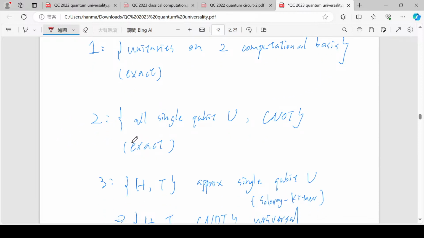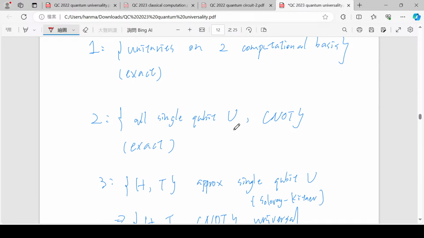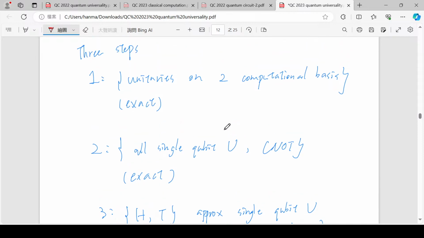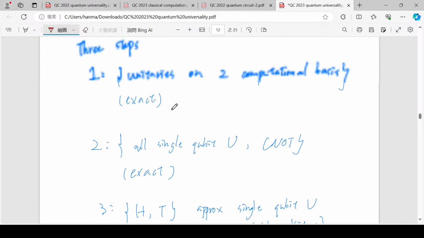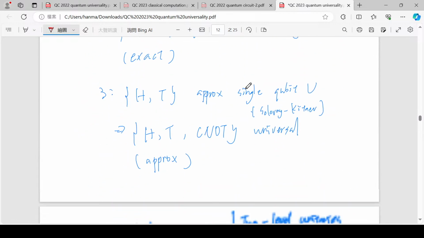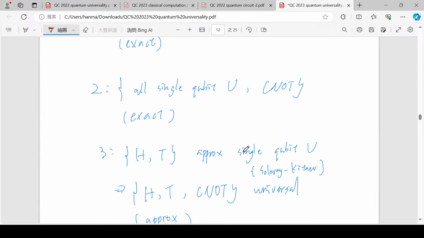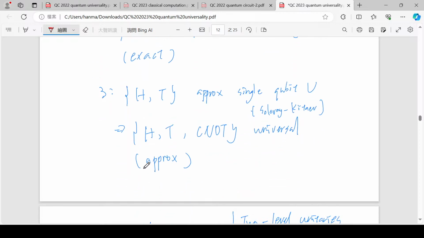Then we say that if you have all single qubit unitaries, then you can exactly compute this thing, together with CNOT. So we will show that all single qubit unitaries and CNOT is a universal gate set, and that's exact. You can control everything, any unitary exactly. And finally, with the Solovay-Kitaev theorem, Han-Hsuan T can approximate all single qubit unitaries. So Han-Hsuan T and CNOT is universal.